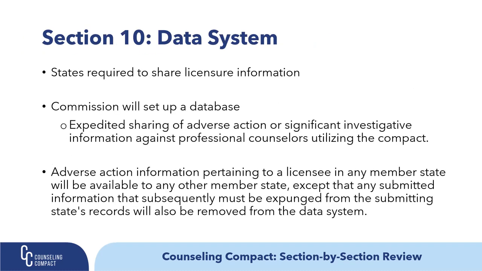Okay, and next we're going to talk about the data system. So again, this data system is one of the really big, essential key components of the Compact. Member states are required to submit uniform data sets to the data system. And this includes information about licensure, practitioner eligibility to participate, adverse action, significant investigative information, et cetera, the types of things that states would want to know before granting a compact privilege.